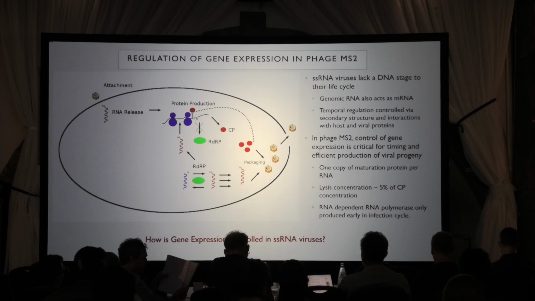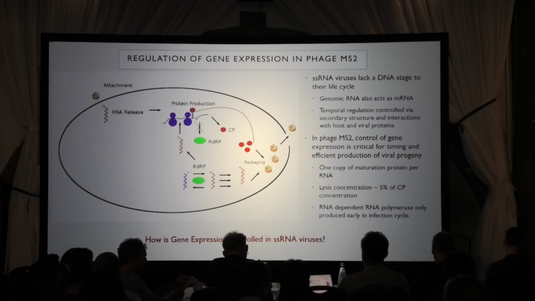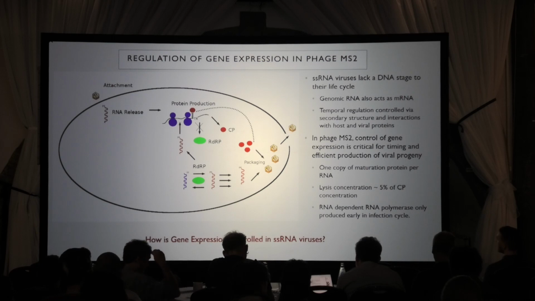So this is my cheap, simple drawing here of the replication cycle for MS2. The phage attaches to the pilus via the maturation protein, which then allows the RNA, positive sense RNA, to get inside. Once inside, the ribosomes in the cytosol immediately pick up the RNA and start translating it as a messenger RNA. The two main proteins involved in phage MS2 are really coat protein and RNA-dependent RNA polymerase.